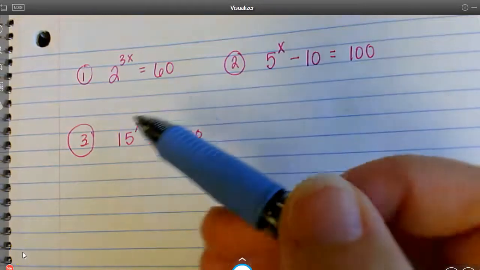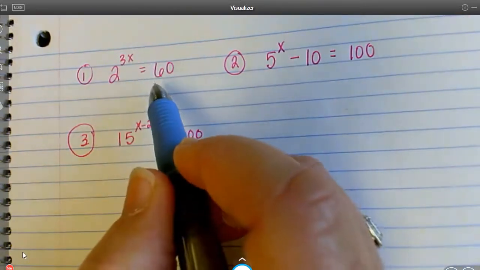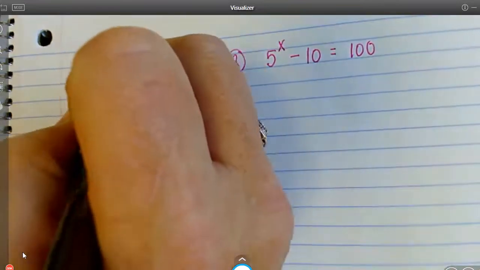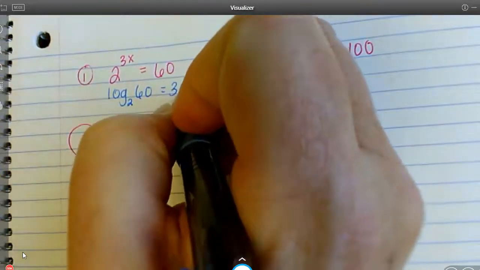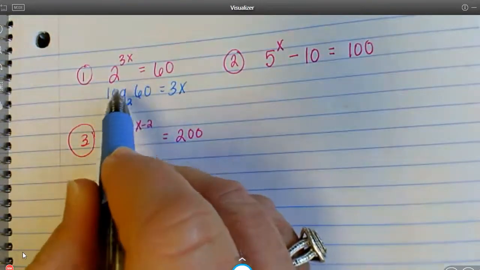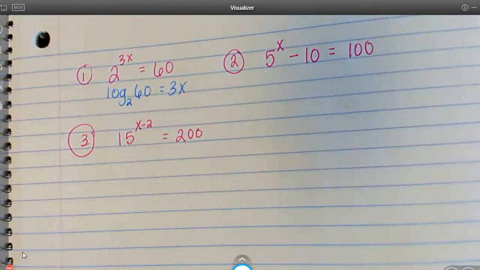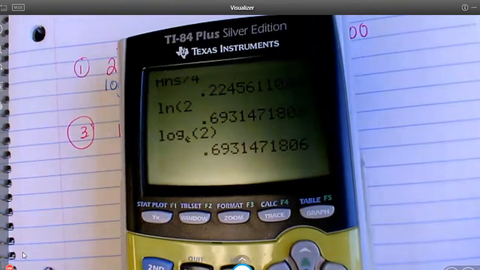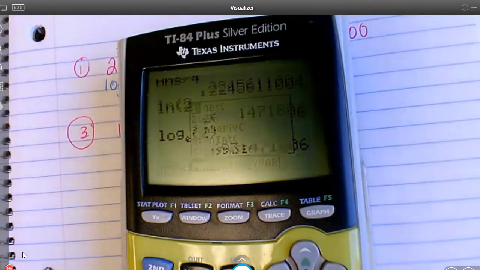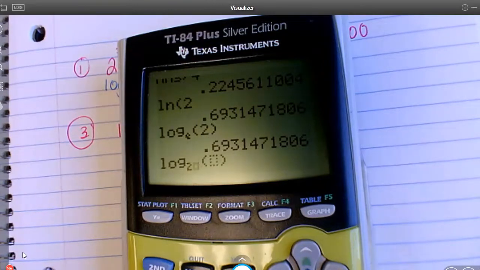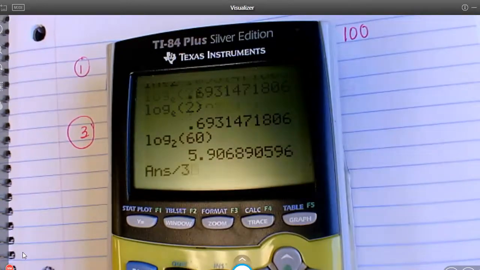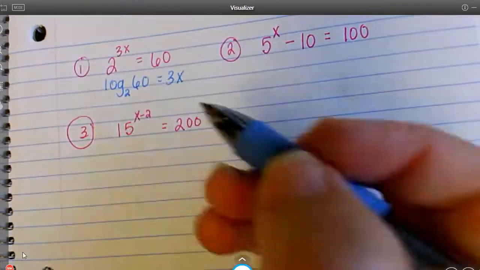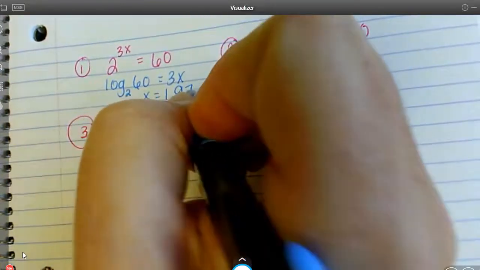Okay, so on the first one, there's nothing extra. It's just a number to a power equals a number. So if I was doing the log, I would do log base 2 of 60 equals 3x. And then I could figure out what log base 2 of 60 was. And then what do I do to finish the problem? Divide by 3. So I'm going to go to alpha and window, number 5, log base 2 of 60, and then I'm going to divide that by 3, so I get 1.97. Questions about number 1?